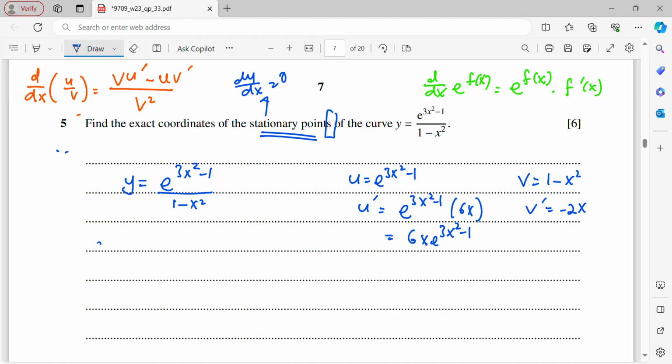Right, so now my dy over dx, according to this quotient rule, it will be over the square of the denominator. Now v u prime, so v is a quadratic, u prime is 6x exponential 3x squared minus 1, then minus, keep the exponential, and v prime, so v prime is negative 2x.